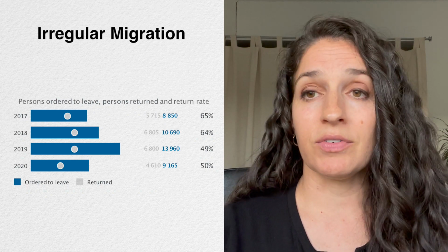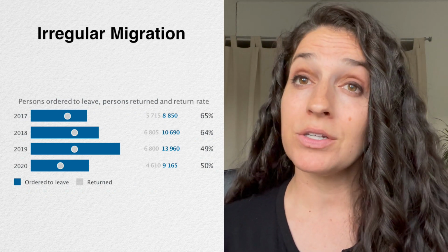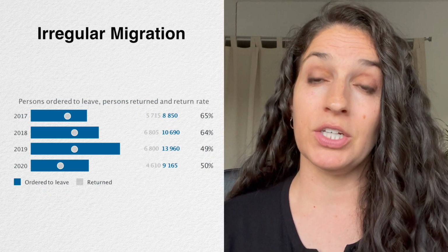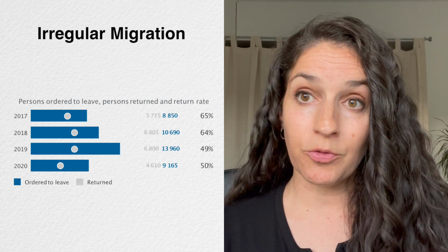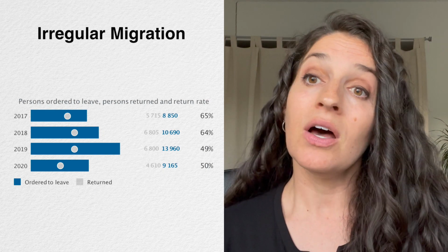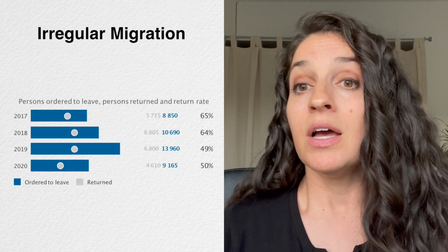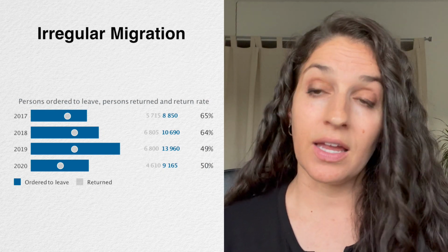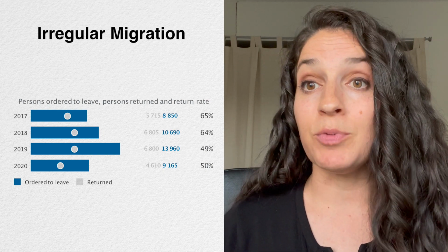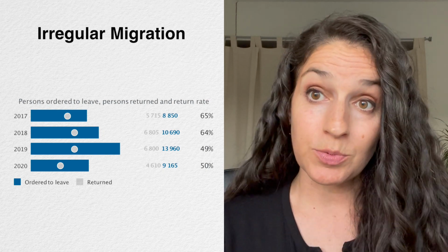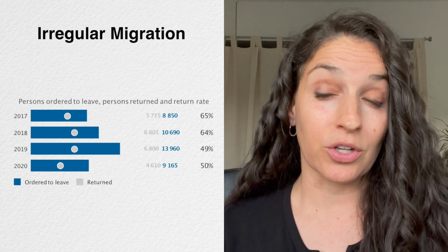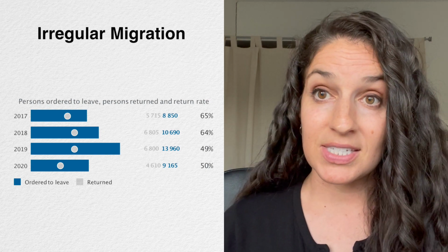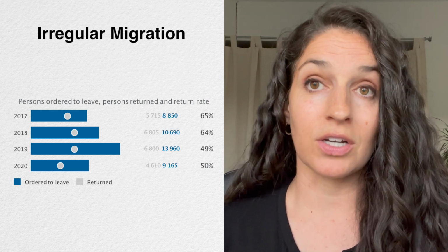Now we can also have a look at one possible measure of irregular migration. And so to do this, what we can do is look at the number of people who were ordered to leave Austria in a given year because they no longer had the right to stay in the country, and the number of people that actually left. So the difference between these numbers we can assume would be irregular migration, so the people that don't have the right to stay but also haven't left the country.